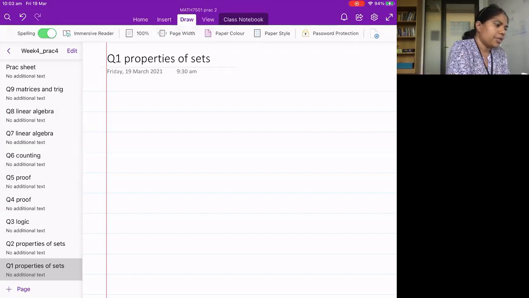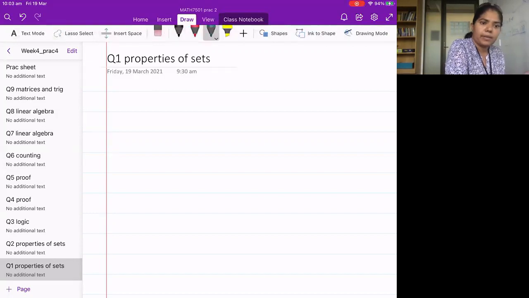Okay, in question 1, we are given the sets U, A, and B. U is a set with all positive integers less than or equal to 10. A is the subset in U where every element is bigger than 7. Okay, so the first part is: write all the elements of U explicitly.